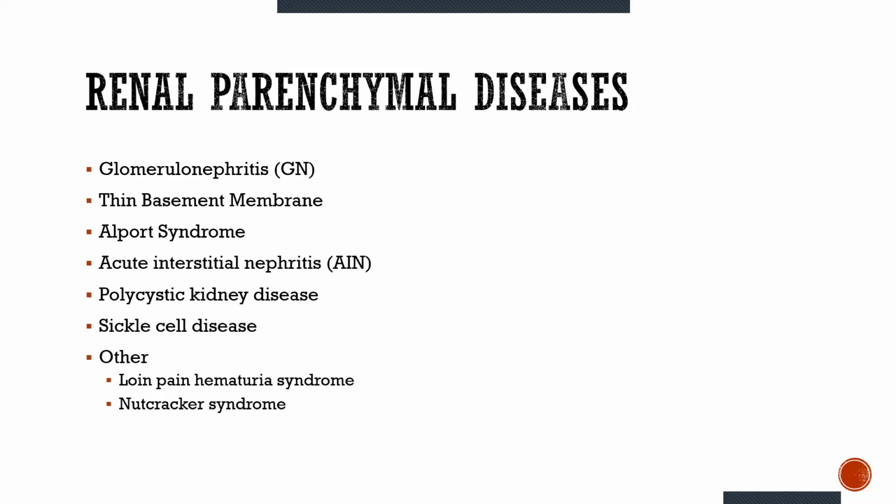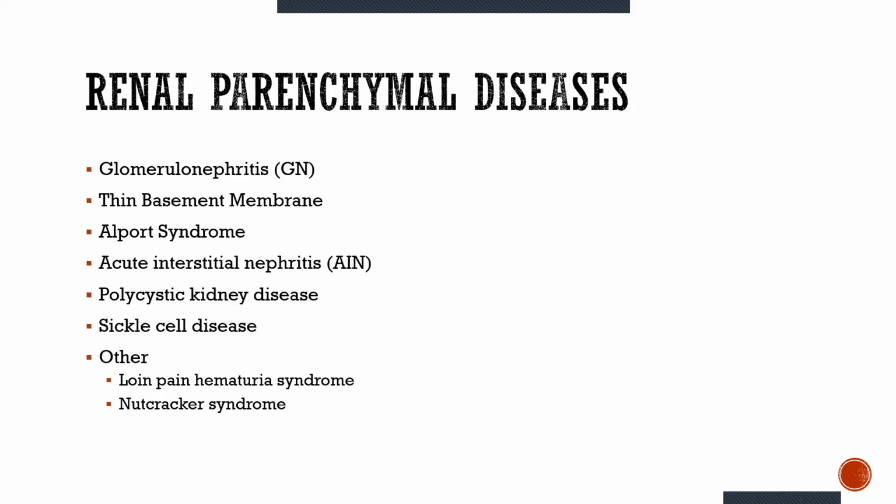Then there's one called thin basement membrane disease, which actually is a glomerular disease, but it's a very common genetic disease that causes, for the most part, benign microscopic hematuria. It ends up being a large proportion of the patients we see in nephrology who are referred for hematuria. Alport syndrome, which I'll talk a little bit more about. Acute interstitial nephritis, which can be associated with drugs or infection or a number of other etiologies. They usually have some white blood cells in their urine too.